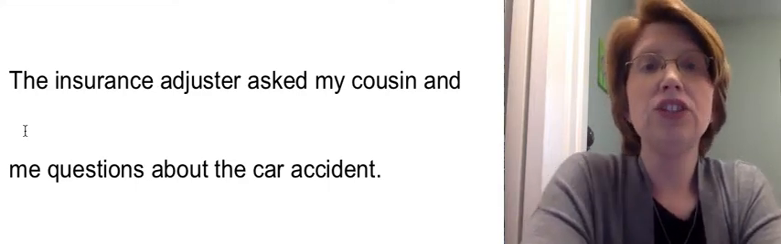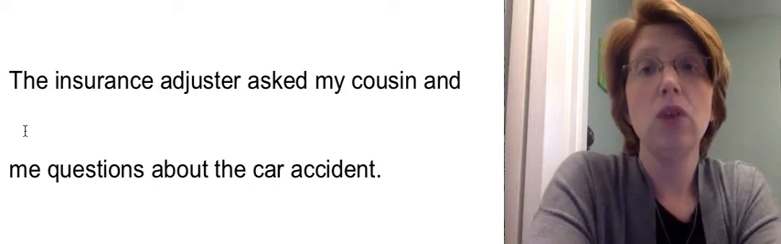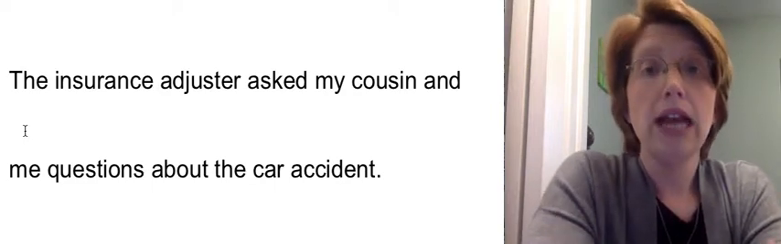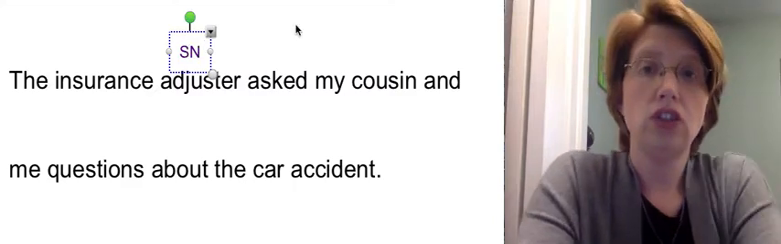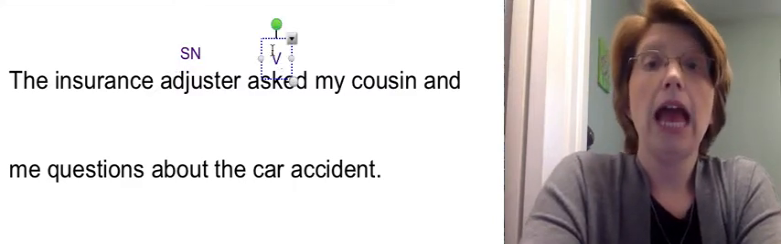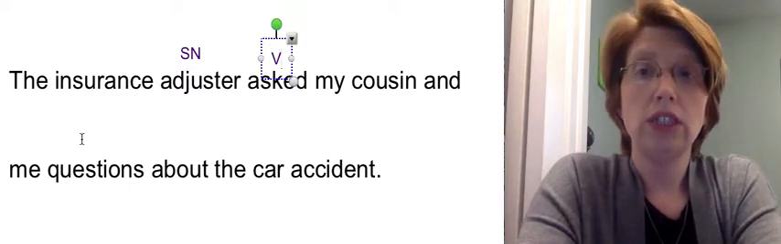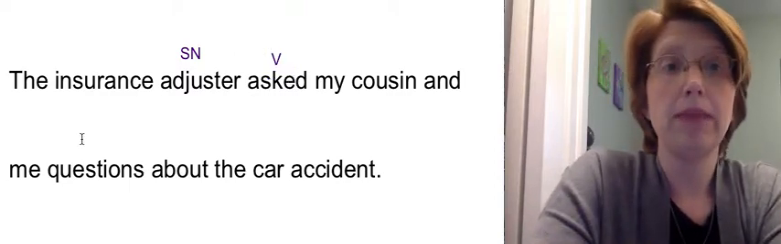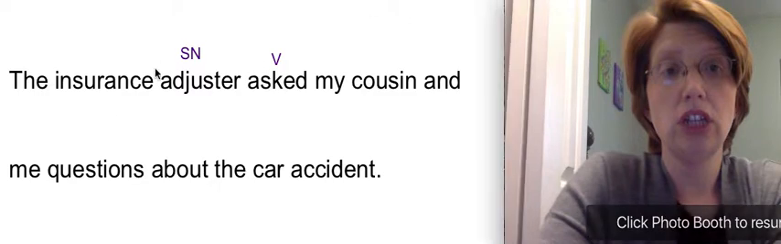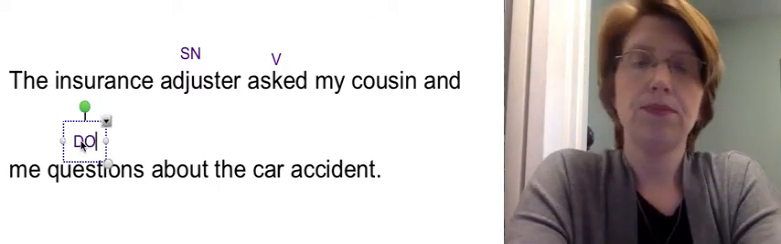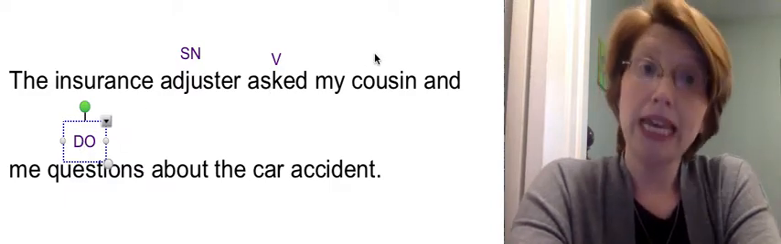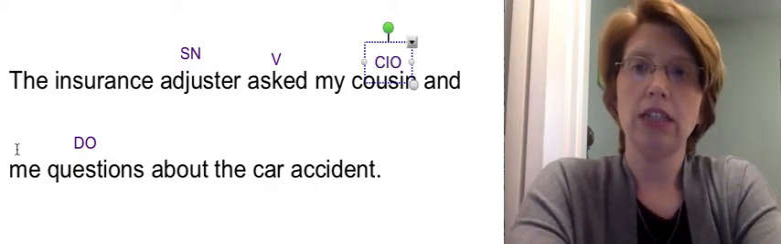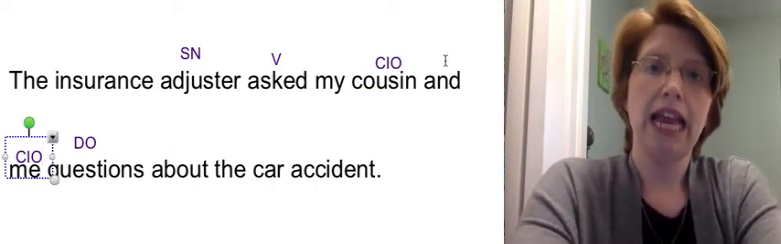Ready? The insurance adjuster asked my cousin and me questions about the car accident. Who asked my cousin and me questions about the car accident? Adjuster, subject, noun. What is being said about adjuster? Adjuster asked, verb. Asked what? Questions. Verify the noun. Does questions mean the same thing as adjuster? No. Questions, direct object. Ask questions to whom? Cousin and me, compound indirect object. And, conjunction.